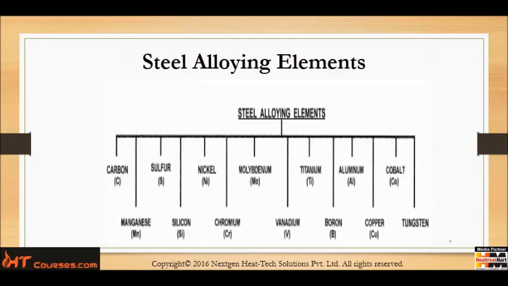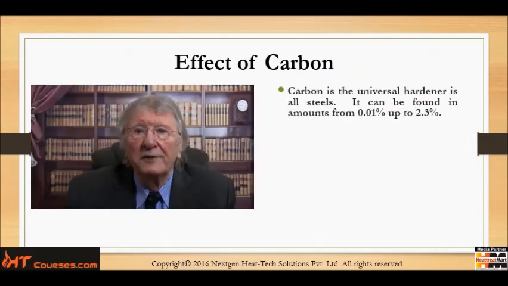This shows some of the alloying elements that are added to the steel when the steel is first manufactured, ranging from carbon right up to tungsten. The amount of alloying elements that is added depends on what the mechanical properties are to be achieved on that particular steel. Carbon is the universal hardener in all steels.